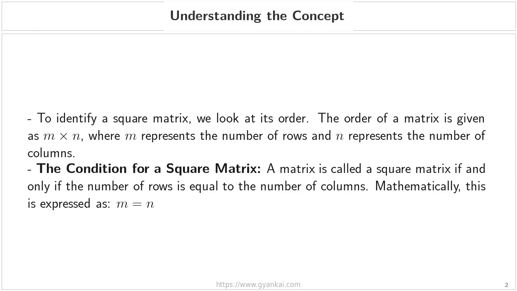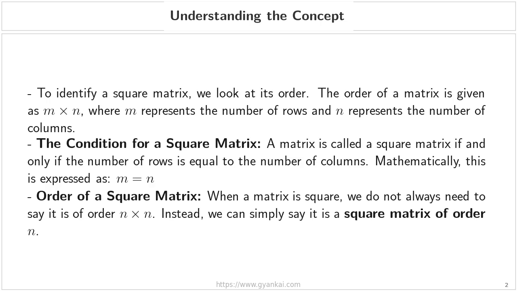So, what is the specific condition for a matrix to be considered square? Quite simply, a matrix is called a square matrix if and only if the number of rows is exactly equal to the number of columns. In mathematical terms, we express this condition as m equals n. Because the dimensions are identical in these cases, we can simplify our terminology. Instead of always saying the matrix is of order n by n, we can more concisely refer to it as a square matrix of order n.